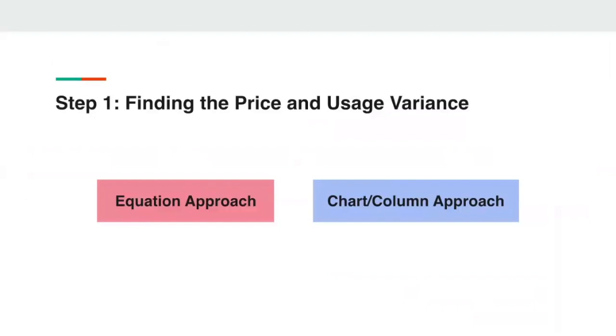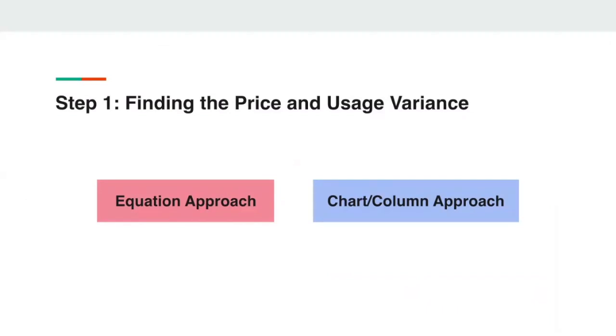Step 1 is finding the price and usage variance. There are two ways to approach solving variance problems. You have the chart/column approach and you have the equation approach. In the problem that we are going to solve today, I will show you how to solve the problem using both approaches. From there, your next step would be using both approaches while doing homework questions and then picking whichever approach works best for you.